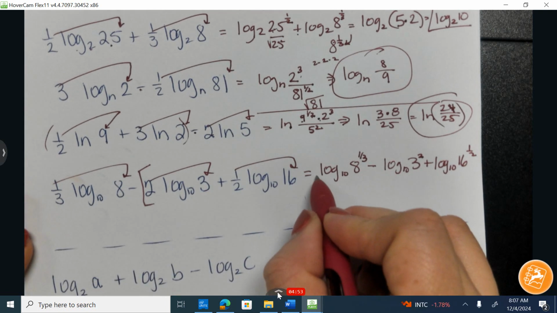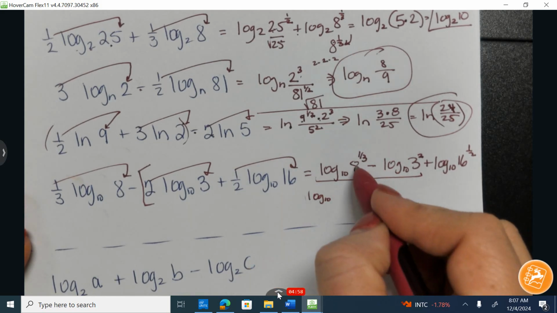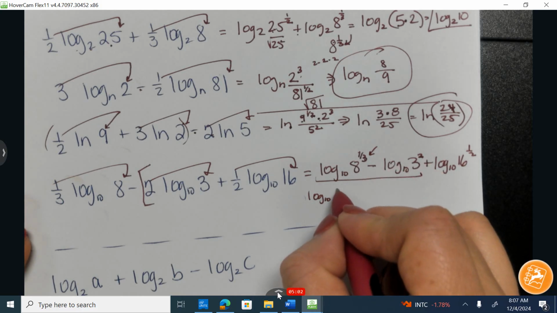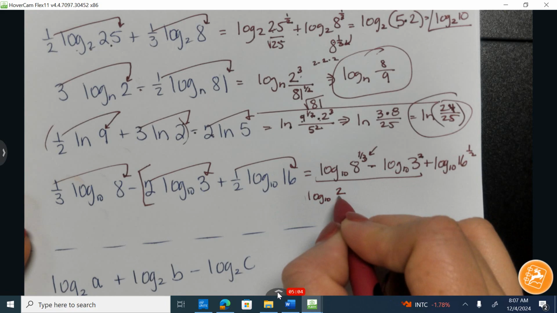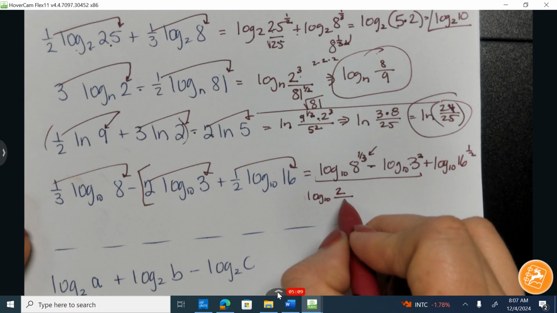Alright, so let's start with this one. Let's start with this division. So I have log base 10. What is 8 to the 1/3? That means what times itself 3 times equals 8? The answer is 2. And now I'm going to divide, which turns into, or subtraction turns into division. And on the bottom I have 3 squared, which is 9.